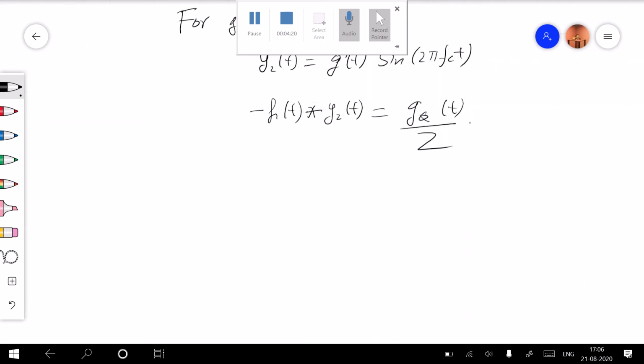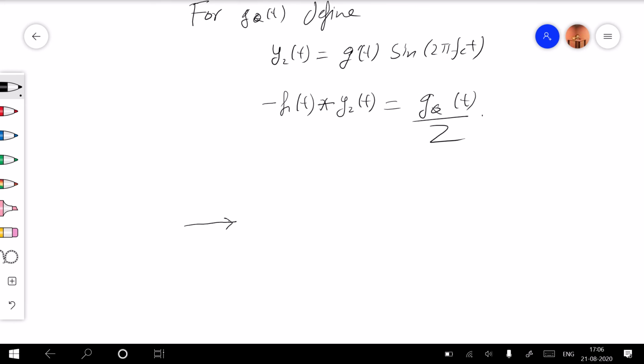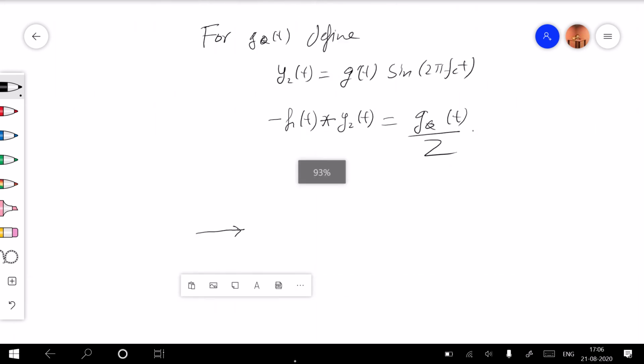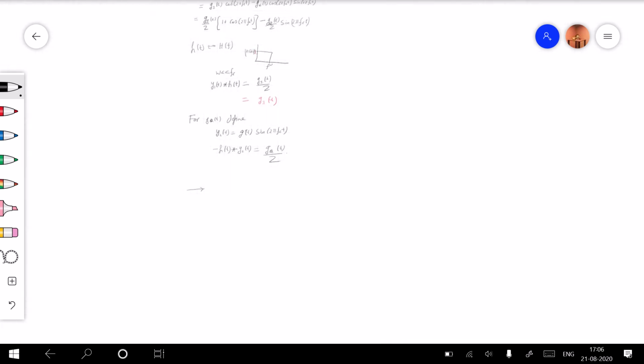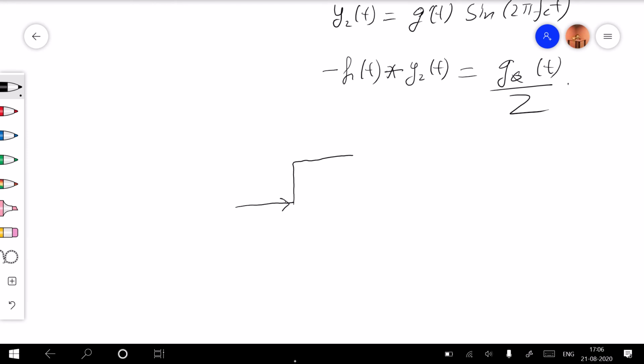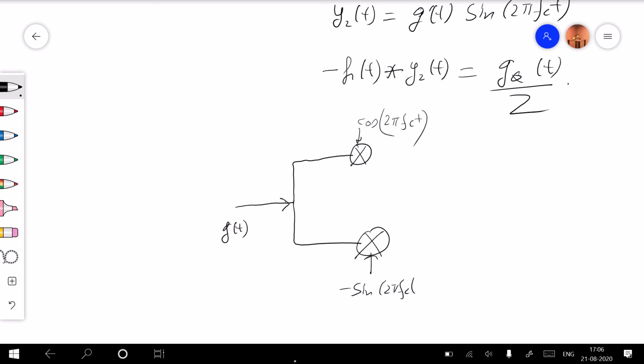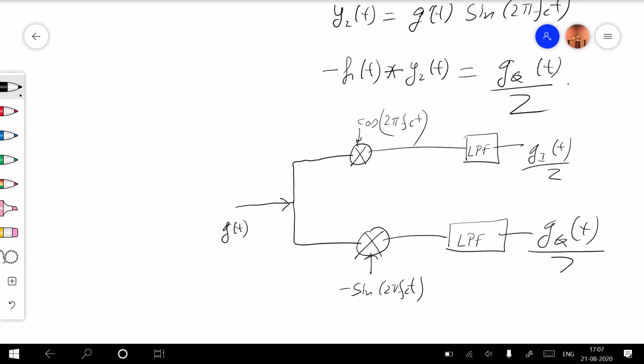So in general, what I can do is take g(t), multiply by cos 2πf_c t and minus sin 2πf_c t, pass through the low pass filter, and get g_I(t)/2 and g_Q(t)/2. And this is how you get the signal back. End of story.